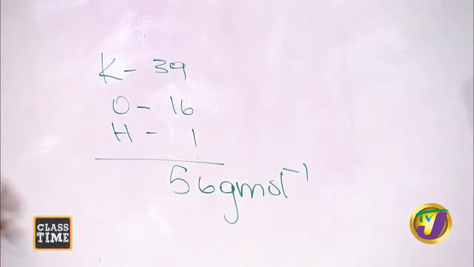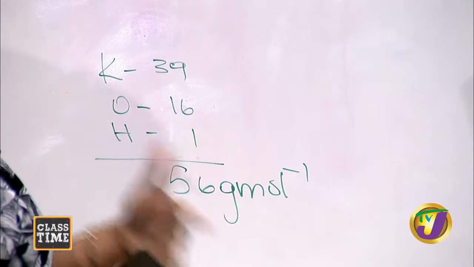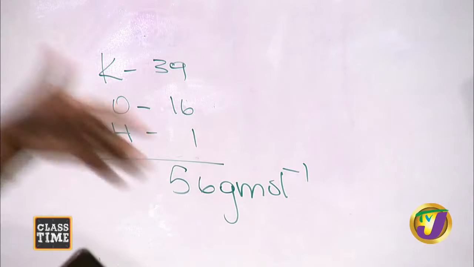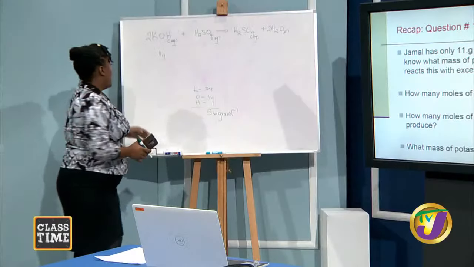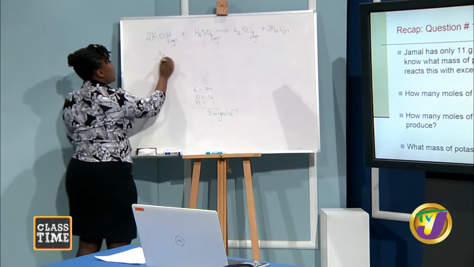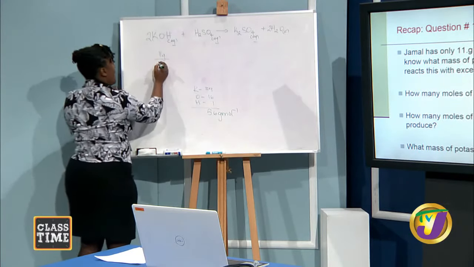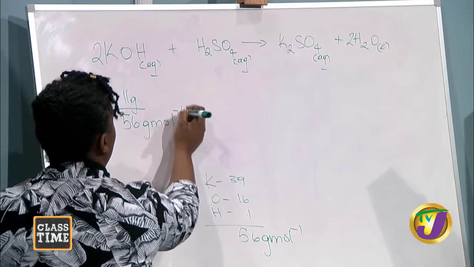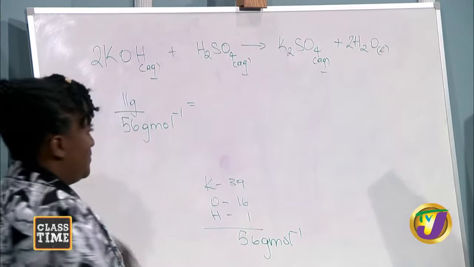So how do I know what to do in order to get moles? First, I look at my units. I must always look at my units in order to get what I want. So the question is asking me for moles, and here I have 11 grams. So what I need to do is divide 11 by 56 grams per mole, and I'll get my answer.